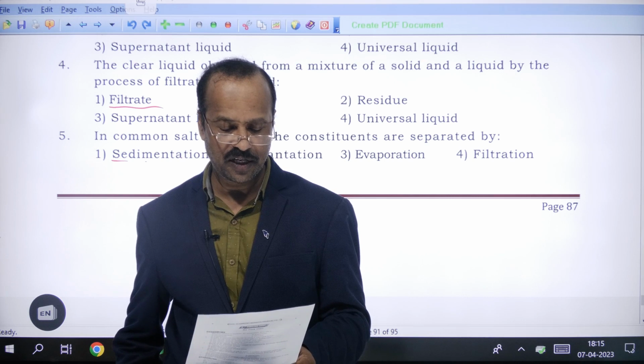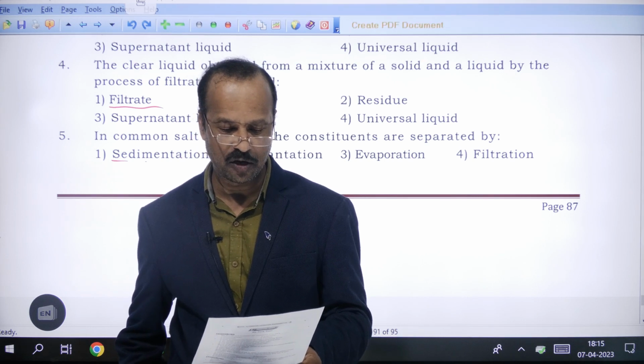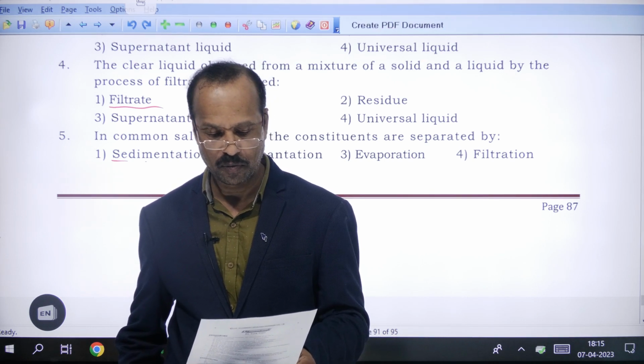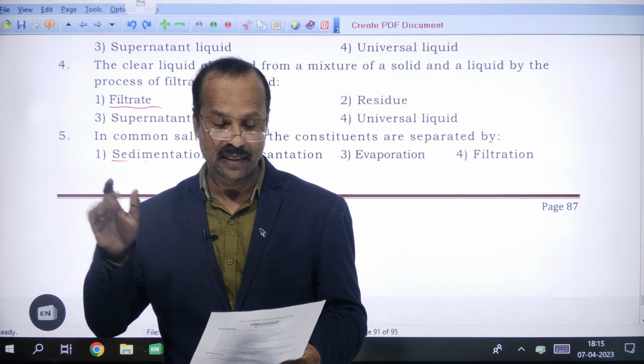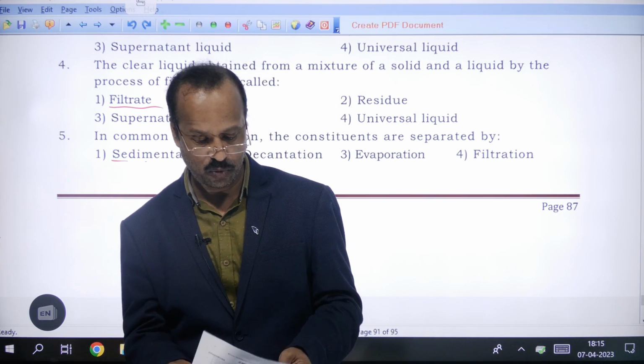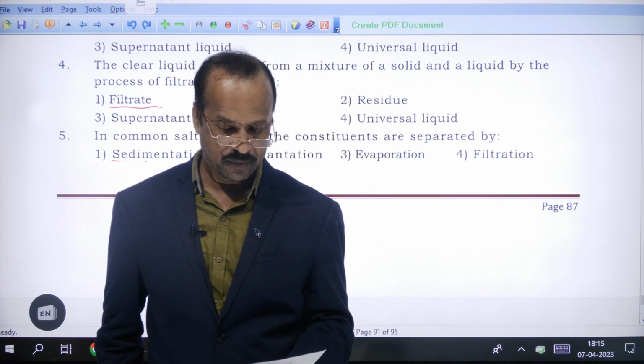What is the principle of centrifugation? Denser particles stay at the top? No. Lighter particles forced to the bottom? No. Denser particles forced to the bottom and lighter particles stay at the top. This is the right answer. So the 8th one is 3.